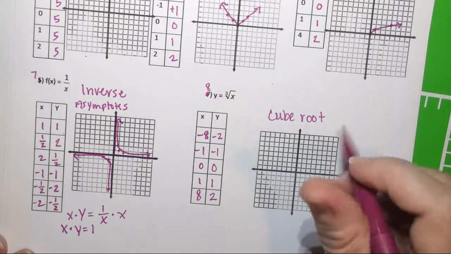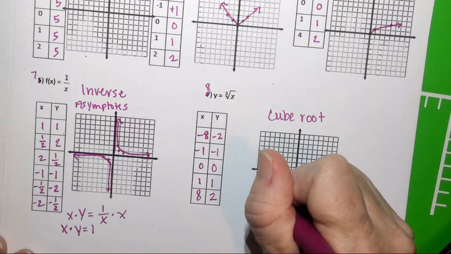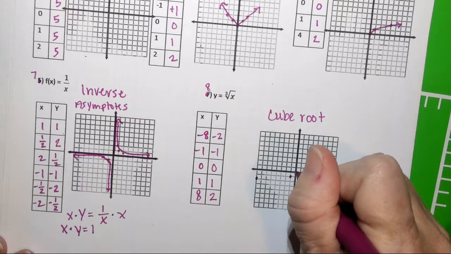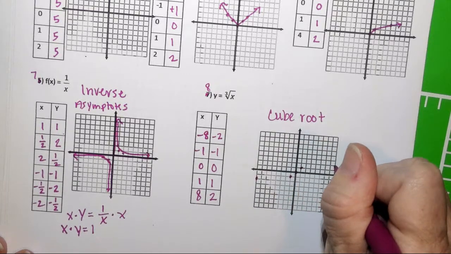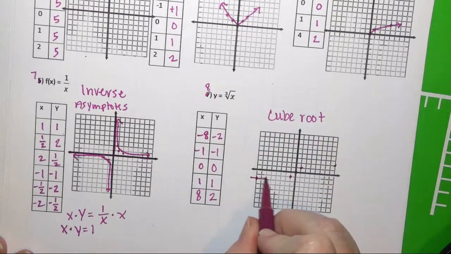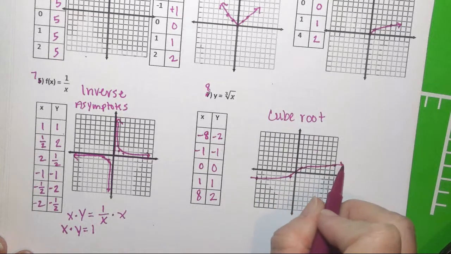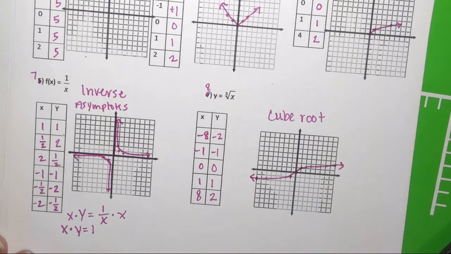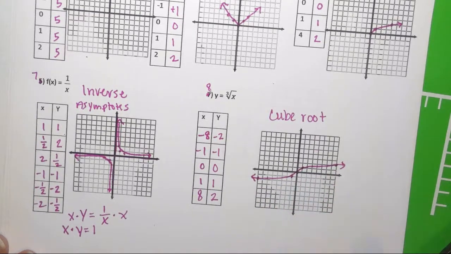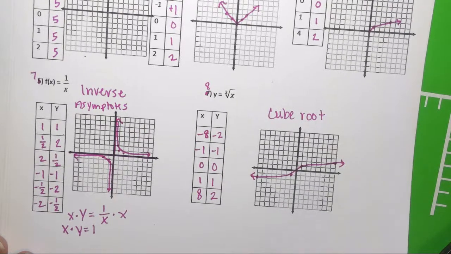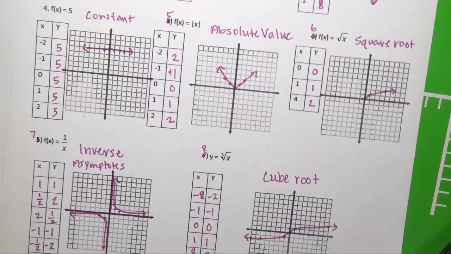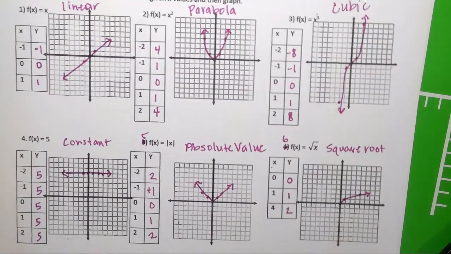So if we graph these, you're going to end up with another kind of twist here. To me, this one reminds me of a surf, of the ocean. So it kind of looks like a surfer. All right, so those are our basic parent graphs. So make sure you get those down.